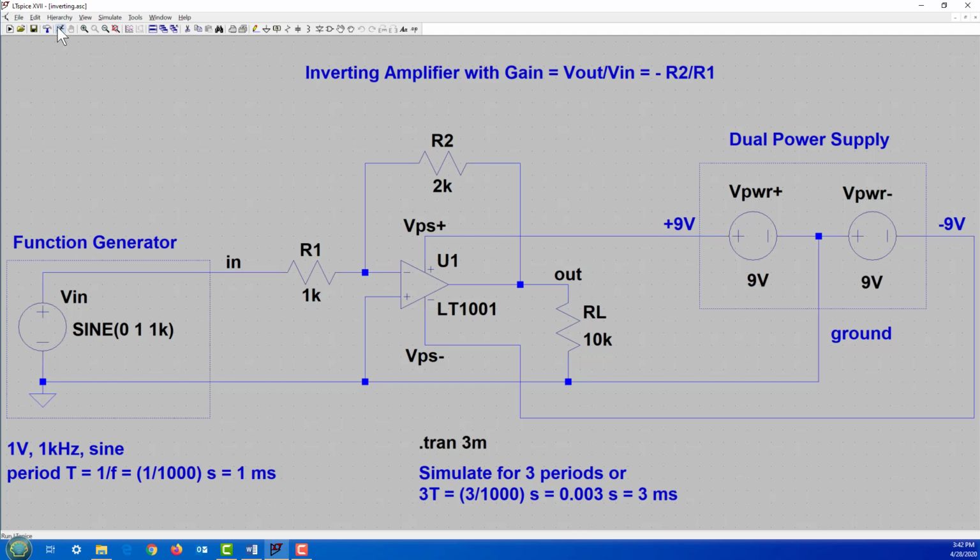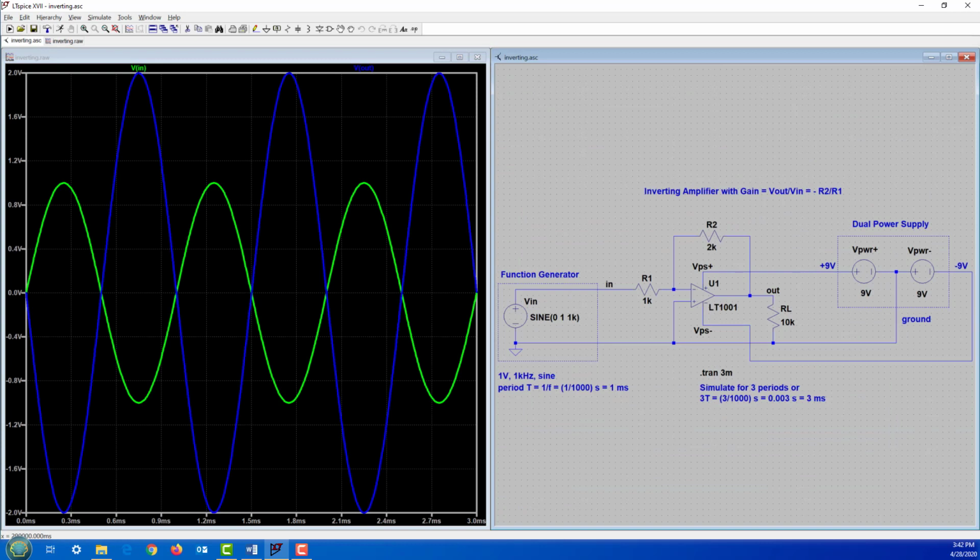Run the simulation, and with the PLT file in place, this pops up. Does this make sense? Yes, it makes sense because the gain is minus R2 over R1, which in this case is minus 2. You can see that the magnitude of the output is 2. So the gain magnitude, the absolute value, is 2. R2 over R1 is 2. The negative sign just tells you there's an inversion of phase.